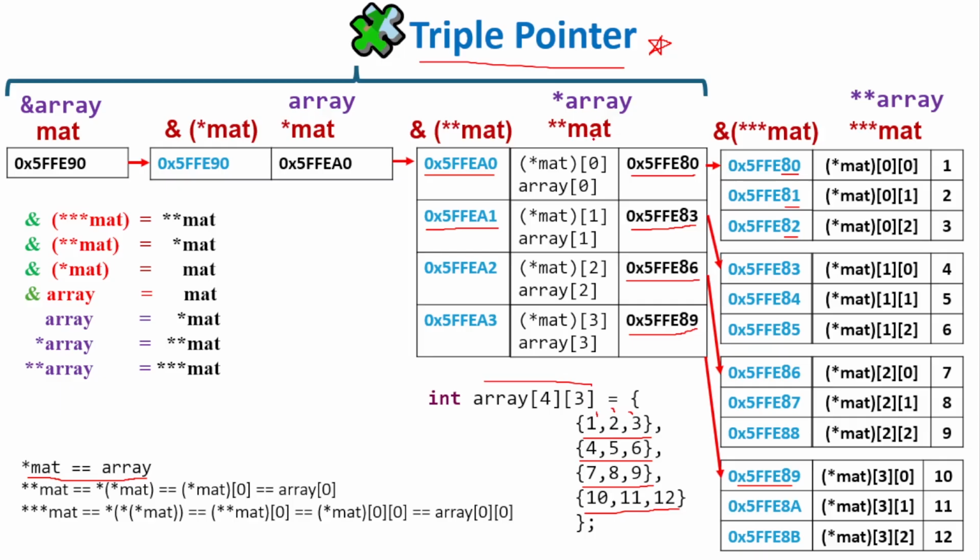The answer is simple. Each element of the outer array is a base address that is stored inside the pointer. For example, the value 5FFE80 is stored in *p[0]. The value 5FFE83 is stored in *p[1], and so on for the remaining rows. Therefore, each of these pointers contains the base address of one inner row array.